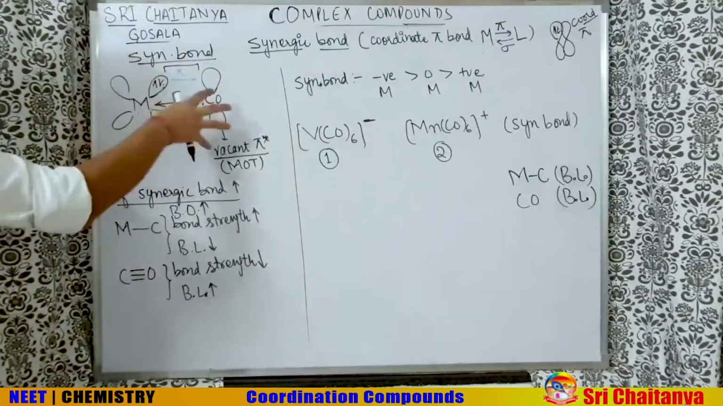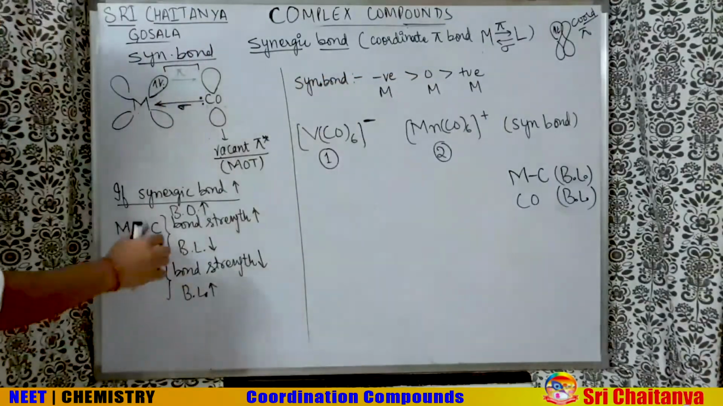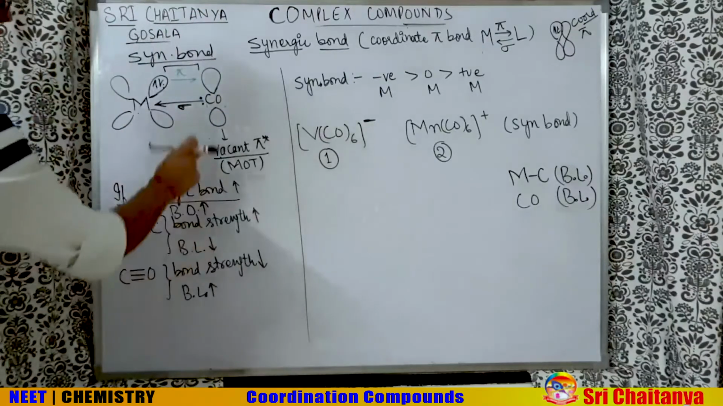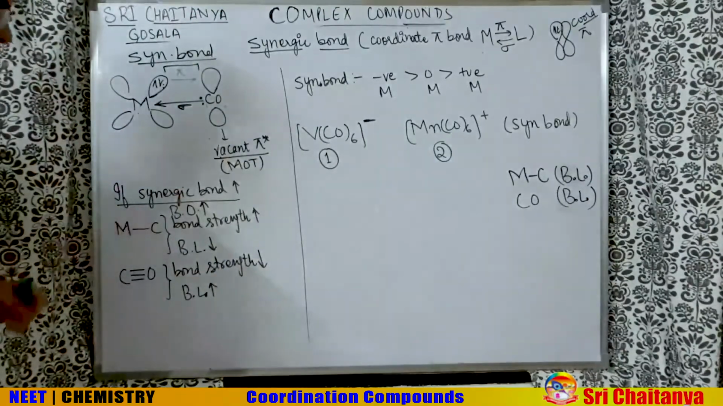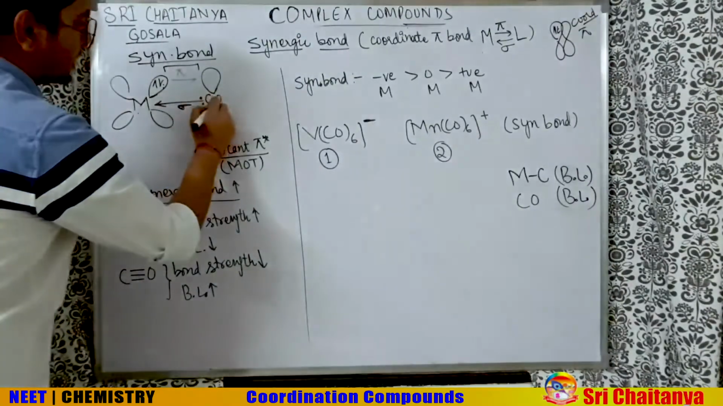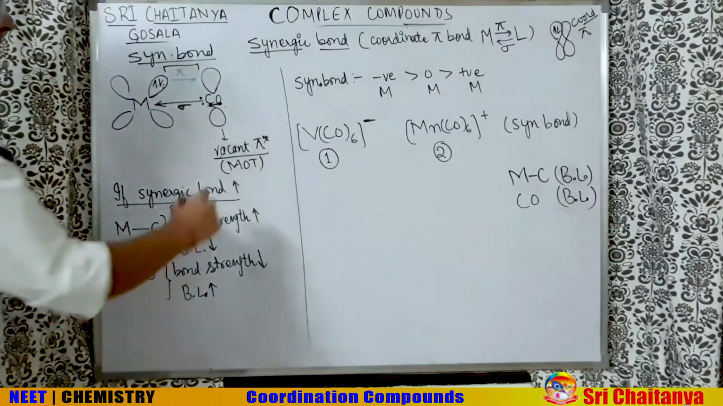So better bonding is there between metal and carbon. Apart from that, if the bond is stronger, metal and carbon will come closer, so the bond length will become shorter. This is impact number one. Secondly, how will the C and O bond length be affected here? Now, CO bond length, how it will be affected, understand.